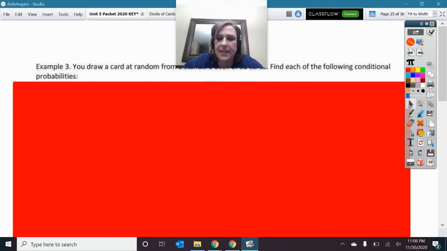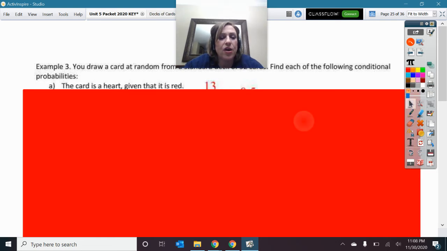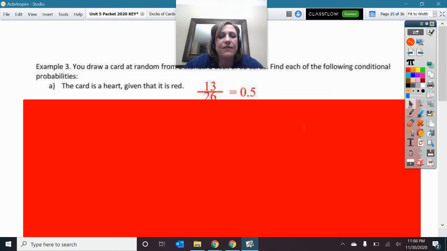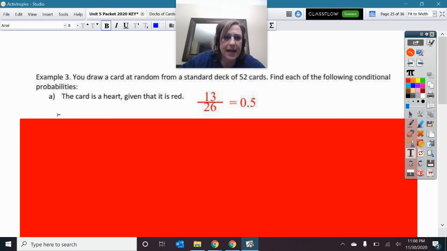Here we go. Let me let you look at these and see how you do. What's the probability that the card is a heart given that it is red? I guess I didn't write that out like this. I could have done this: probability that it's a heart given that it is red. So on the bottom is the 26 reds, and on the top is the red hearts, and there are 13 red hearts.